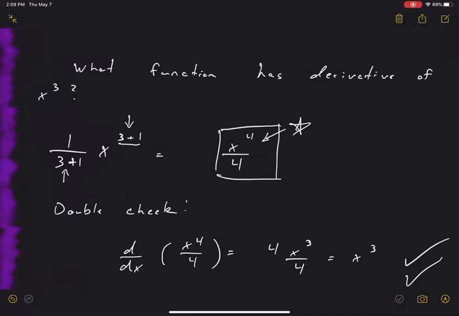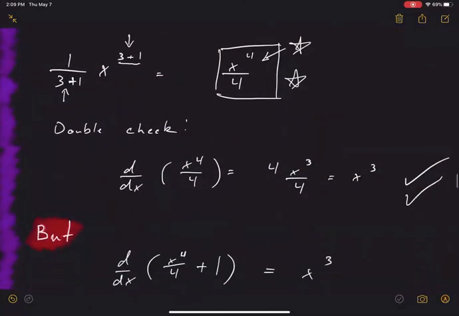Okay, so I take the derivative of x to the 4th over 4. I bring the 4 down and subtract 1 from the power. Those 4s are going to cancel, and I'm going to end up with exactly x cubed. Great. So the antiderivative of x cubed, also known as the indefinite integral of x cubed, is just going to be x to the 4th over 4. Okay. But there's something interesting going on.